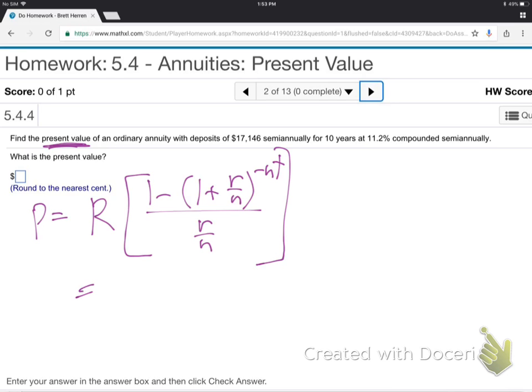So feel free to compare with those around you, see if you're getting the same answer. Somebody got an answer already? Not yet? Okay.